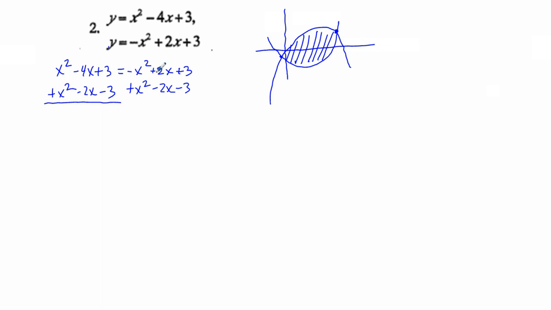So now we go ahead and we have 0 on the right side, cancel out. So we have 2x squared minus 6x, and 3 minus 3 equals 0. So solving by factoring, we have 2x as our common factor in these two terms. So we have times x minus 3 equals 0. So therefore we know that we have x equals 0 and x equals 3 as our limits of integration.